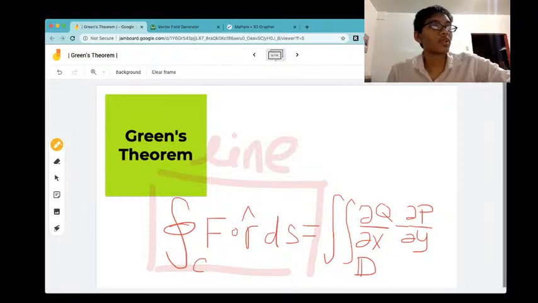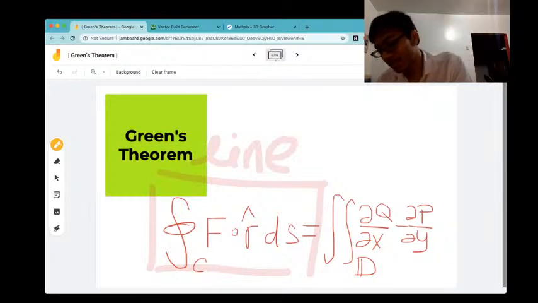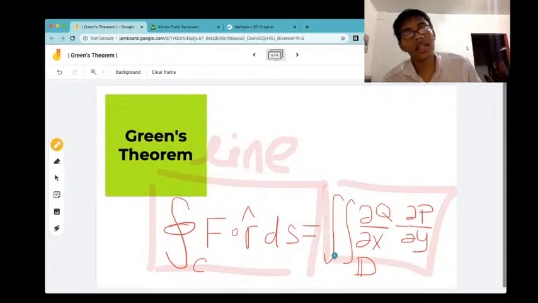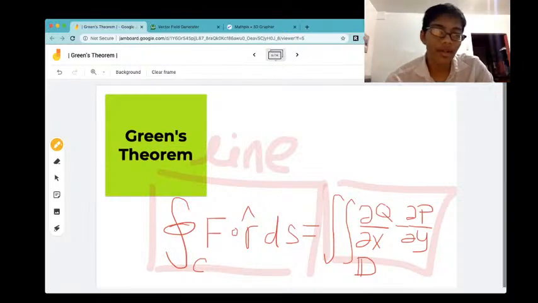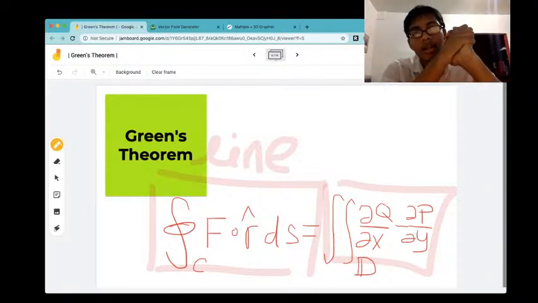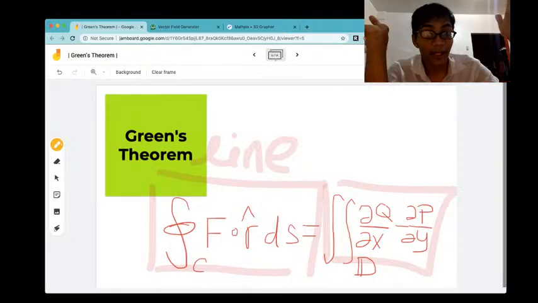Let's show the audience what I mean by that. Well, there you go. That is Green's theorem, right? We have on the right hand side a double integral, and on the left hand side a line integral. And that's just kind of weird, right? If you think about it, how are these two things coming together? Well, it's our mission today to understand that.